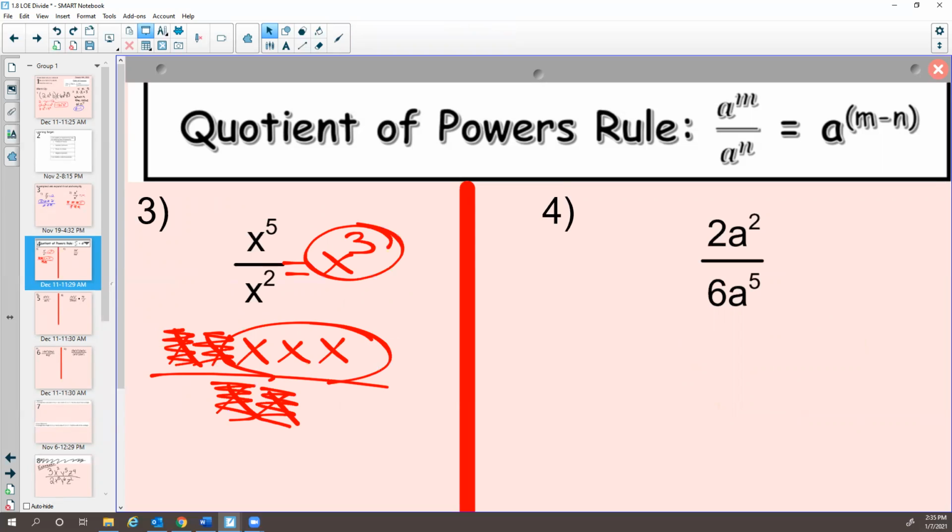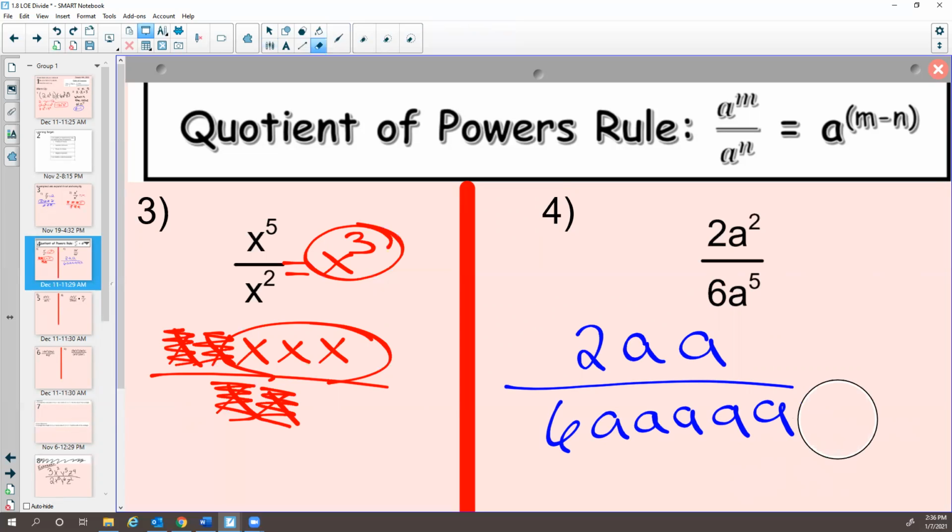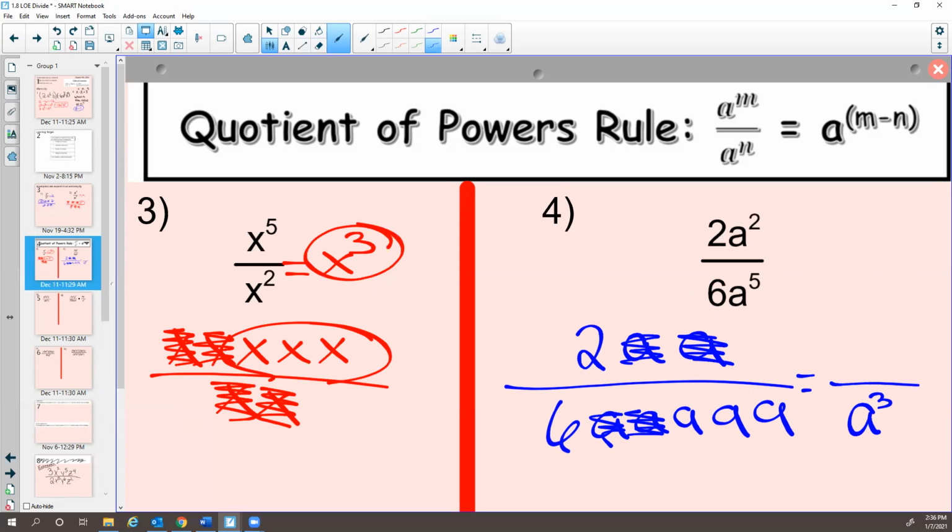Now, sometimes it can get a little tricky. So let's try number 4, but expand it. So I have 2a times a over 6 with 5 a's. And let's do the same thing we did back on number 3. Every a that I see on top, I cancel out with an a on the bottom. I see an a on top, I get rid of the 1 on the bottom. Now, what am I left over with? A to the 3rd on the bottom. 2 over 6 simplifies to give me 1/3. And this is my answer.